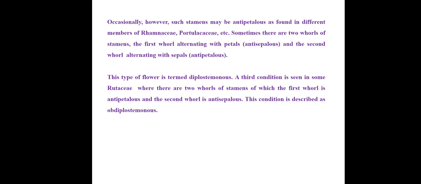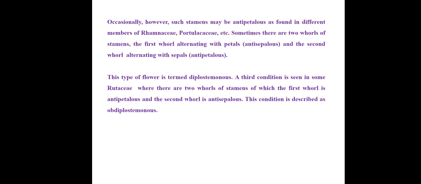Listen, if the stamens are found in different members, they show the antipetalous condition, but sometimes they are found in 2 whorls. The one alternating with petals is antisepalous, and the one alternating with sepals is antipetalous. Then this type of flower is called diplostaminous.